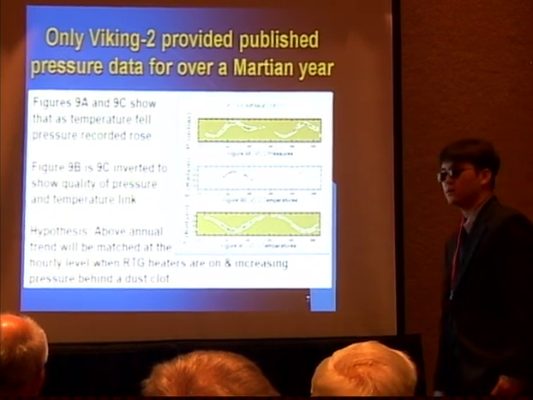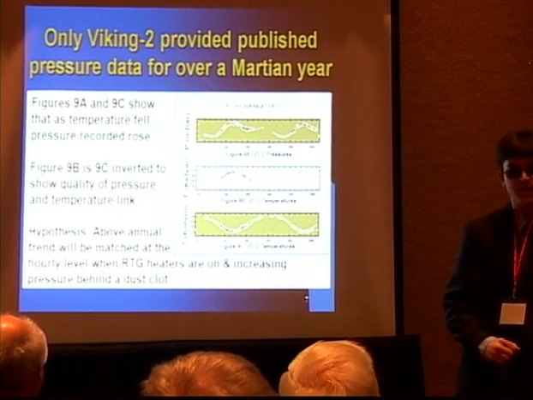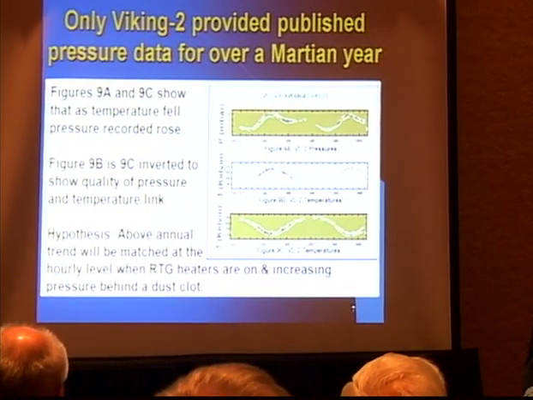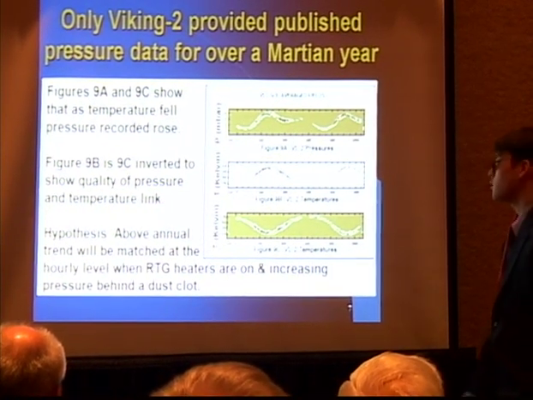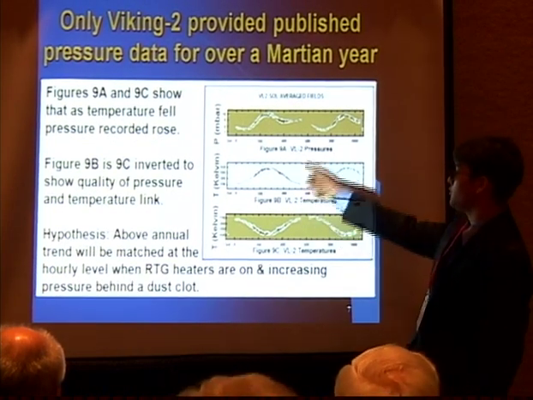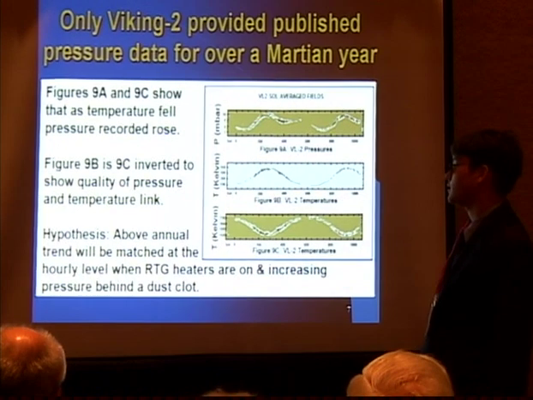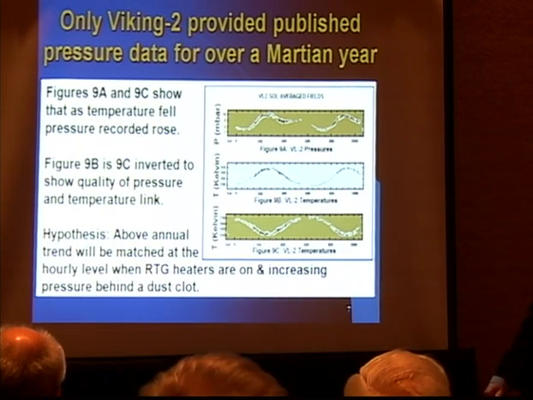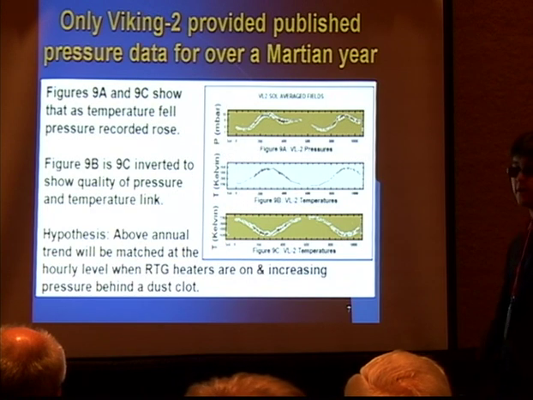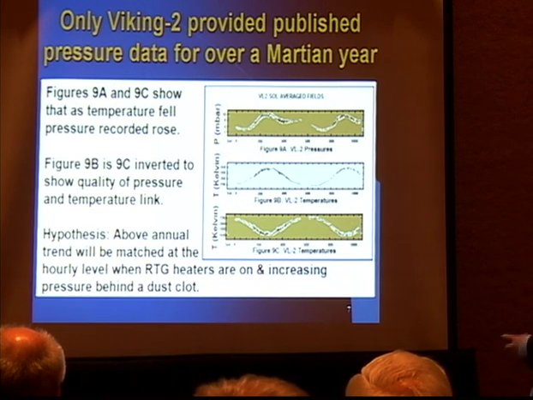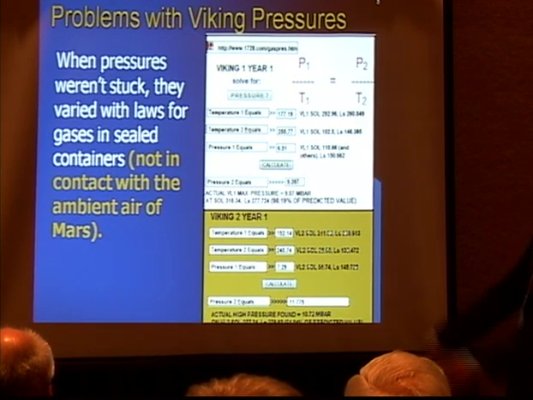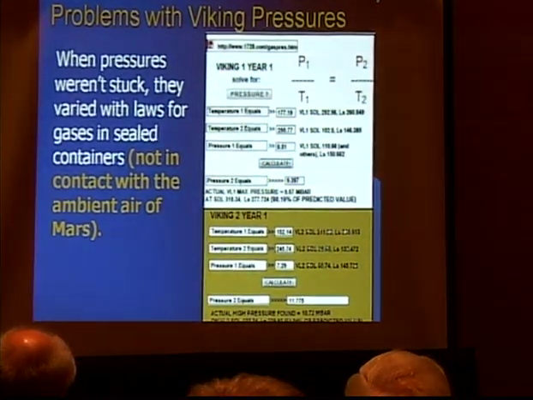But then, you have to recall the Viking landers have RTG heaters in them. So when it gets cold outside, the heaters will turn on inside the lander and thereby raise the pressure. So if you invert the temperature profile here, you actually see the pressure goes up. So the hypothesis above, the annual trend, will be matched at the hourly level when RTG heaters are on, increasing pressure behind the dust clot. Appears to be fulfilled at first glance. So I'll proceed with the next one. Okay, this is another superficial look at the idea. The data audit is more extensive.